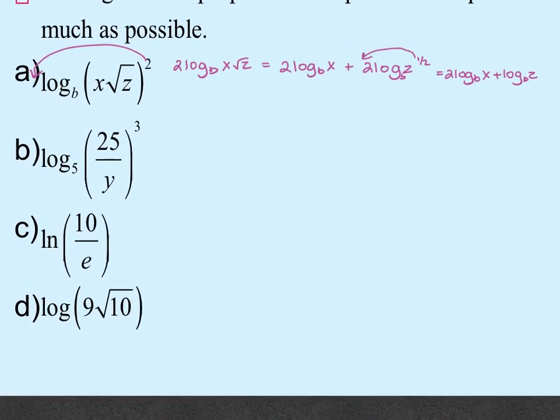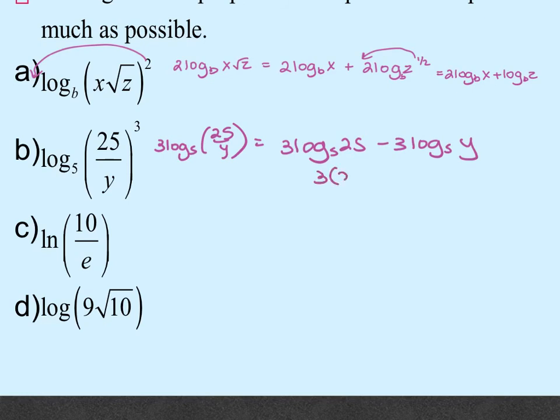Okay, next one is a power and a quotient. So the 3 goes on the front. 25 over y. This becomes 3 log base 5 of 25 minus 3 log base 5 of y. Log base 5 of 25 is 2. So this becomes 3 times 2 minus 3 log base 5 of y, or 6 minus 3 log base 5 of y.